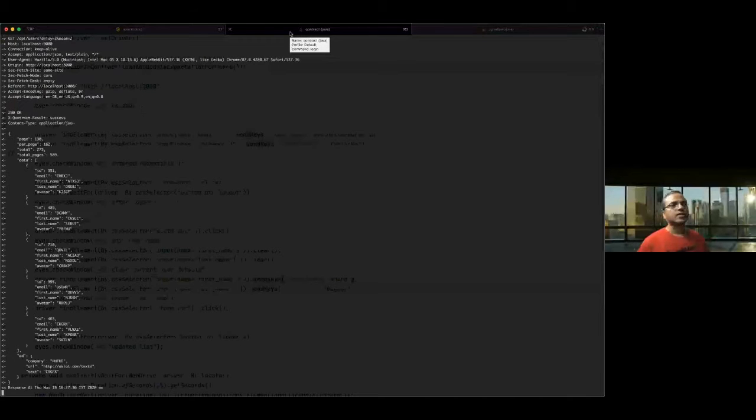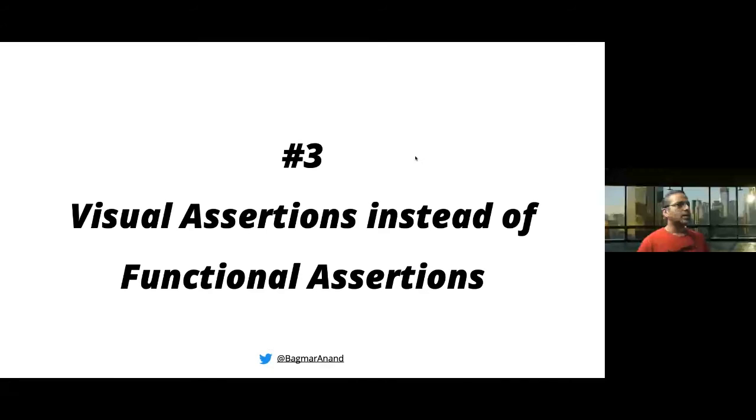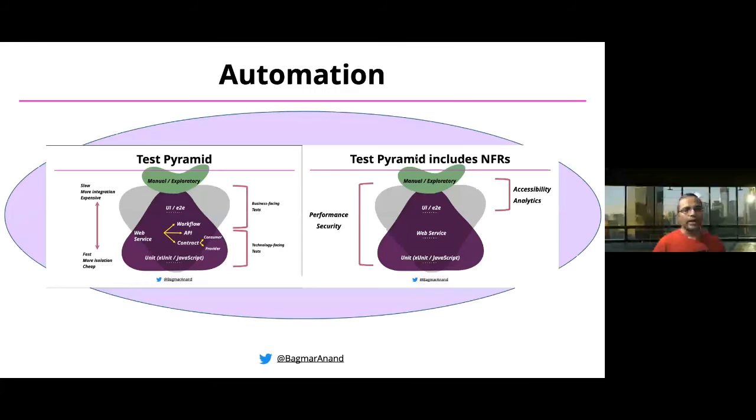So moving to the next part of how we can remove the flakiness. The next part is about how you can use visual assertions instead of functional assertions. We have spent all this effort in automation. We have done various different types of automation, right from unit all the way to the UI layer and NFRs, but defects still escape into production.